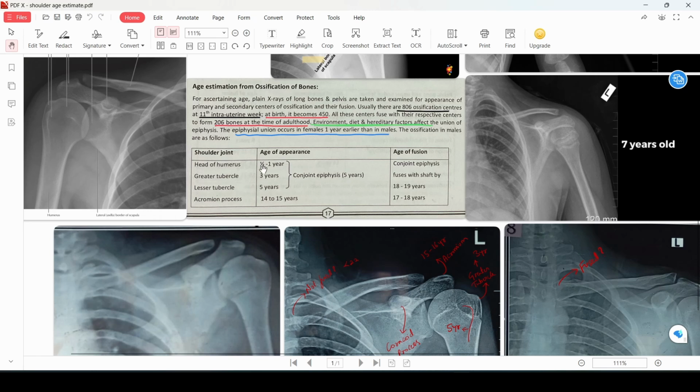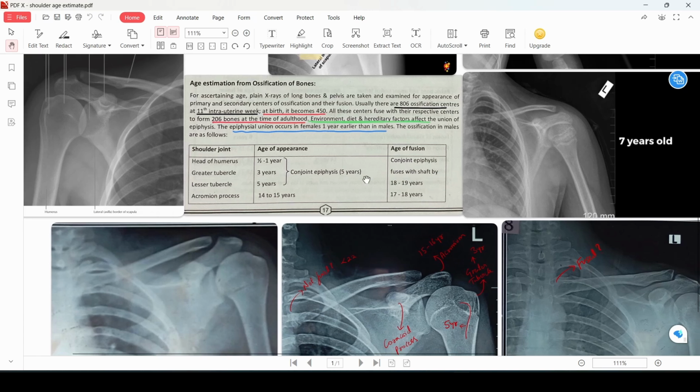Head of the humerus is 6 months to 1 year. The greater tubercle is seen in 3 years, lesser tubercle in 5 years, acromion process in 14 to 15 years. All three together, the head of the humerus, greater tubercle, and lesser tubercle, fuse together and form the conjoint epiphysis, around 5 years of age. For the age of fusion, the conjoint epiphysis fuses with the shaft by 18 to 19 years of age, and the acromion process at 17 to 18 years of age, whatever. So yeah, that thing is there.